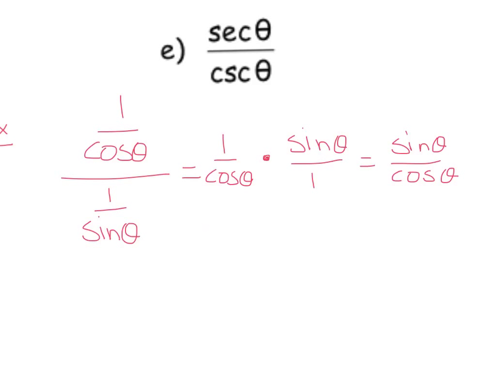You say, well, I'm done. No, you're not. Because remember, simplifying means you need to get it down to a single trig function. So sine over cosine of theta we recognize to be tangent of theta. Now we are done because we've got it down to one trig function.